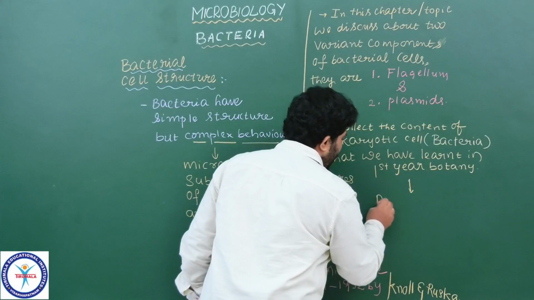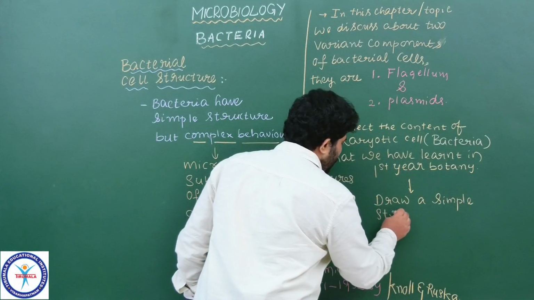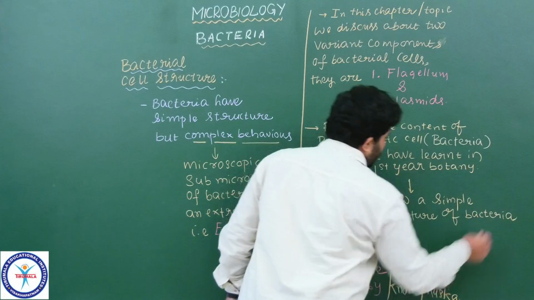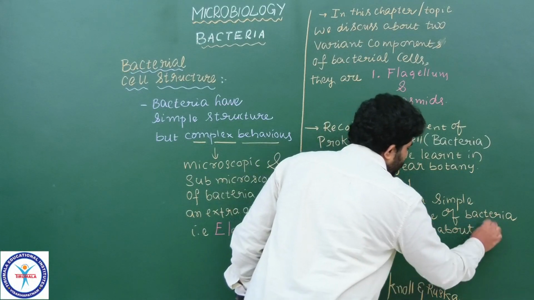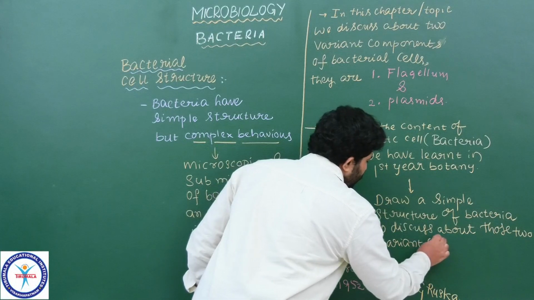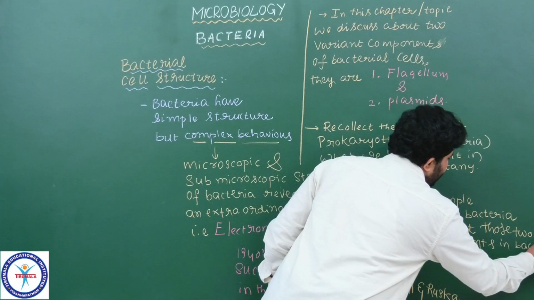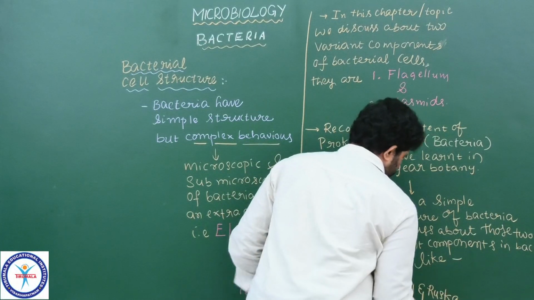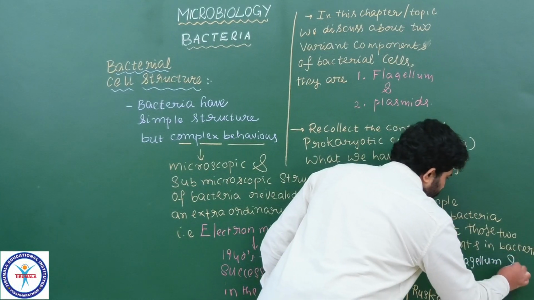Now we are going to draw a simple structure of bacteria to discuss those two variant components in bacterial cells. What are they? Flagellum and plasmids.